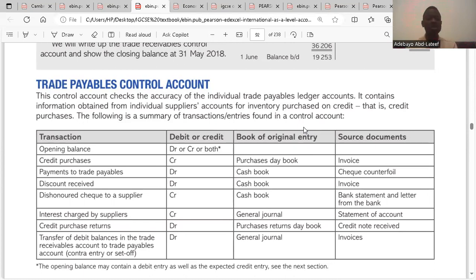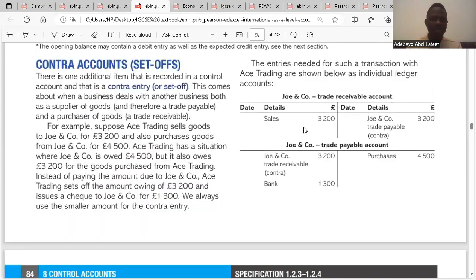Then sometimes we have what we call contra entries. So why do we have contra entries? Contra entries occur when there's a setoff. That means we have a credit supplier, and at the same time, the credit supplier is the same as a credit customer. So when we have a credit supplier which is also a credit customer, then we're going to have a contra account set up. So how do we post contra in the trade payables and trade receivable control accounts? Contra is posted on the debit side of our purchases ledger control account or trade payables control account, and on the credit side of our sales ledger control account or trade receivables control account. So that's all about that.